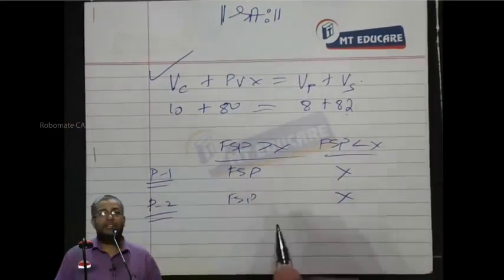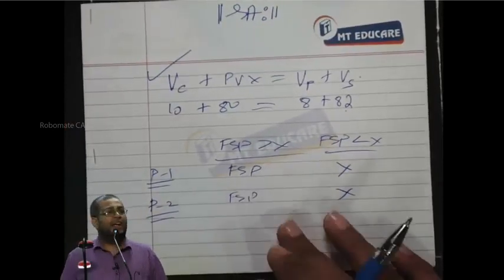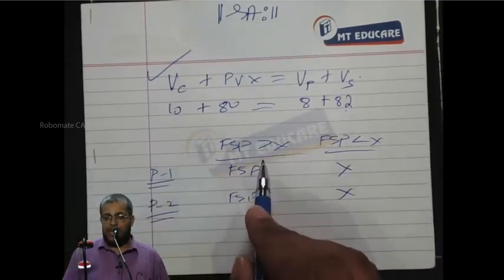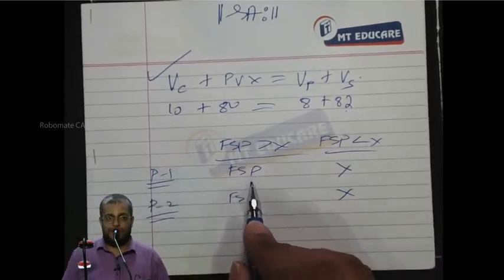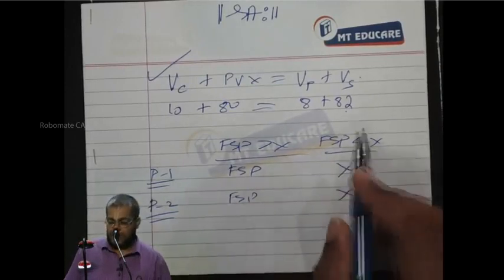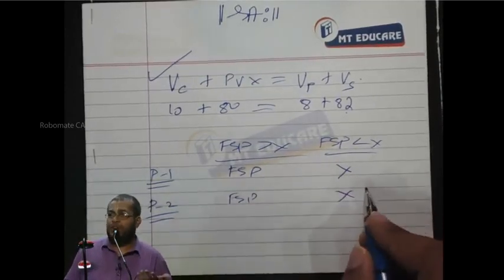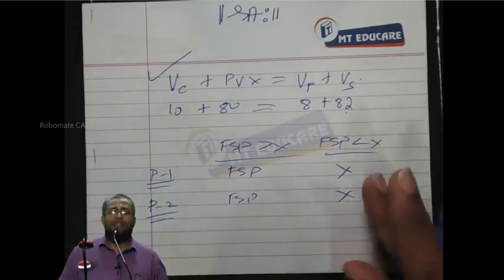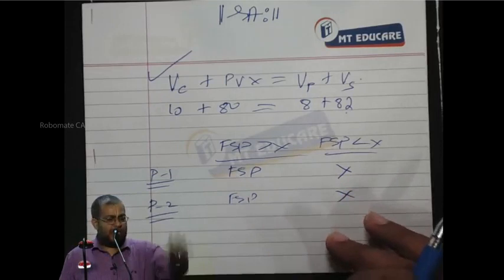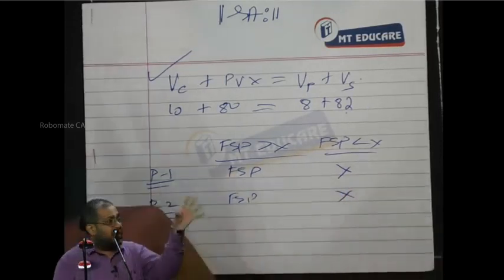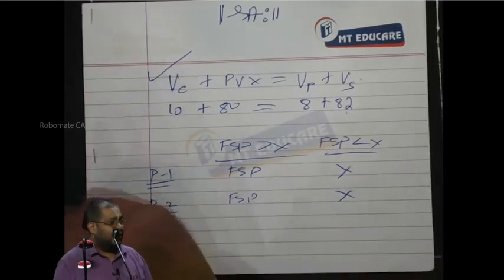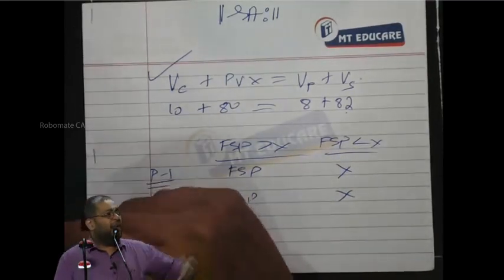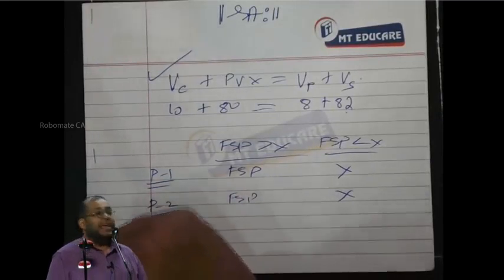Now in that case we can say that the maturity value of both portfolios is the same. FSP more than X. What is the value of the portfolio? FSP. This portfolio also FSP. FSP less than X. What is the value of the portfolio? Strike price. What is the value of this portfolio? Strike price. So on the maturity date, the values of the portfolios are the same only. Yes or no? If the maturity value of the portfolio is the same, the present value also should be the same. If the future value is the same, the present value also should be what? Same.